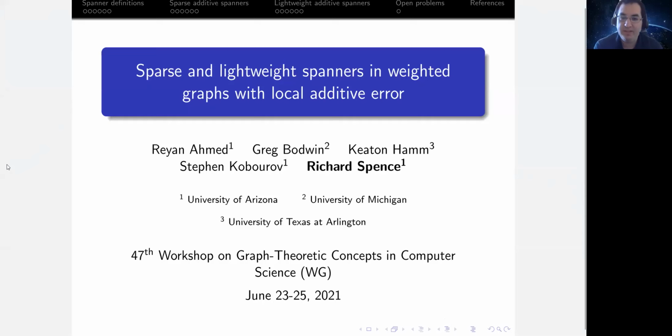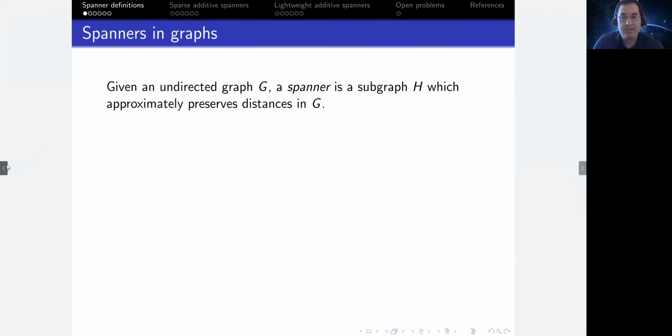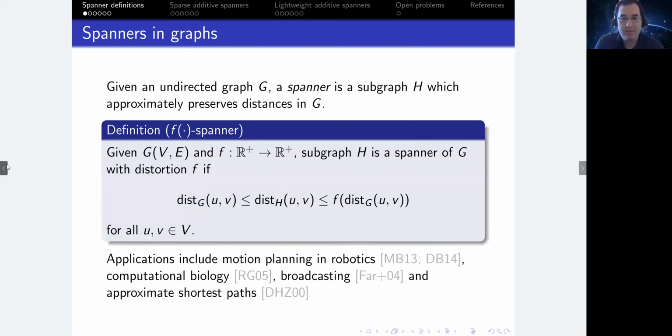My name is Richard Spence and the topic is sparse and lightweight spanners in weighted graphs with local additive error. So what is a spanner? We're given a graph G. We say that a spanner is a subgraph H which approximates the distances in G up to some amount of error. More formally, given the graph G and some distortion function f, we say that H is a spanner of G if the following spanner inequality holds for every vertex pair U and V.